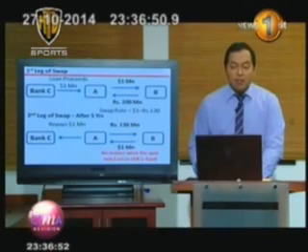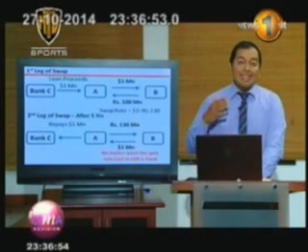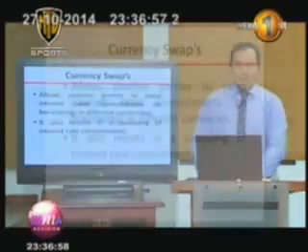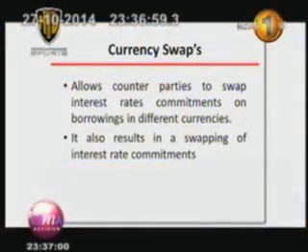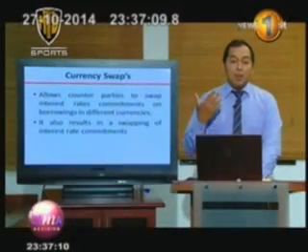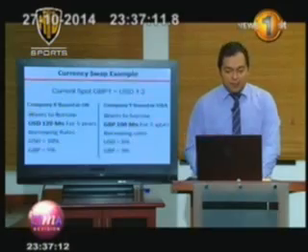Fine. We will now move on to something similar to your forex swaps, what we call a currency swap. A currency swap is very similar to your forex swap, but the only difference here is it also involves the payment of interest during the period. Let's look at an example straight away and try to understand how this works.